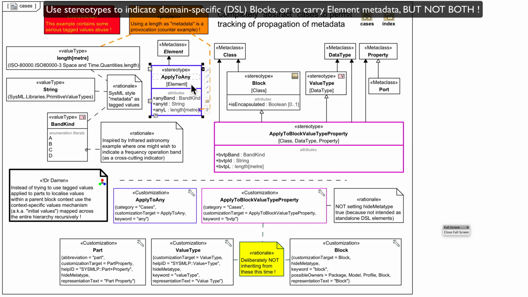So the takeaway is create a stereotype to carry metadata as tagged values, or create a stereotype that acts as a DSL element and is a specialization of block. But don't try to do both.